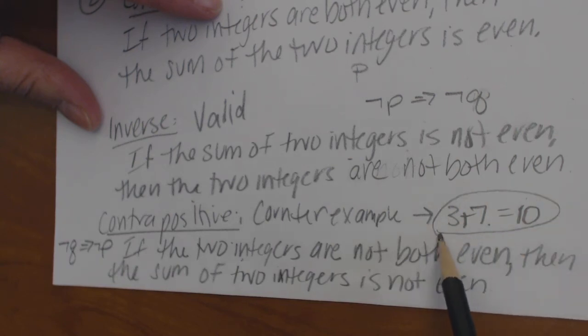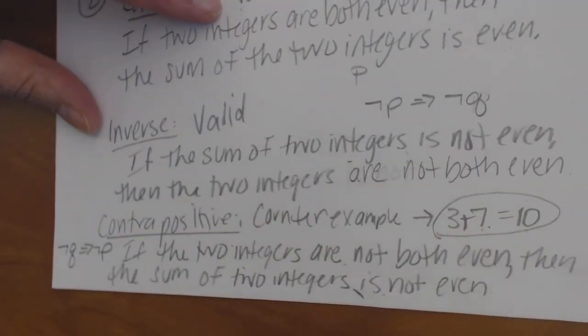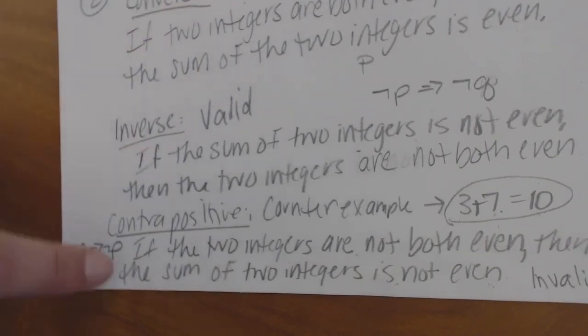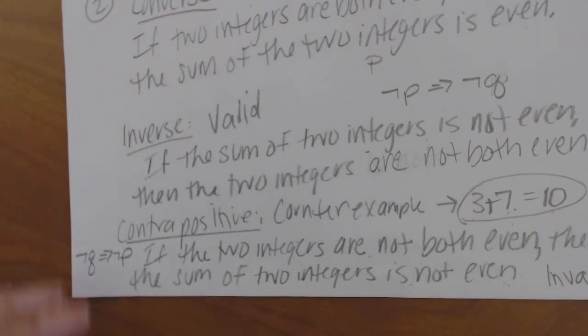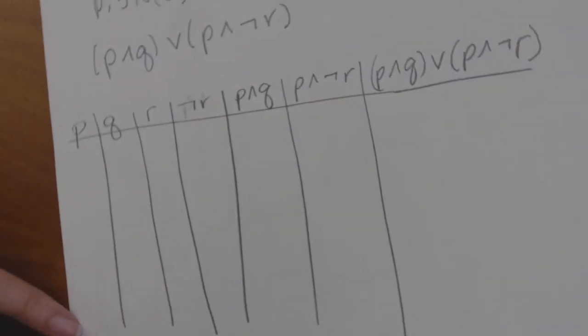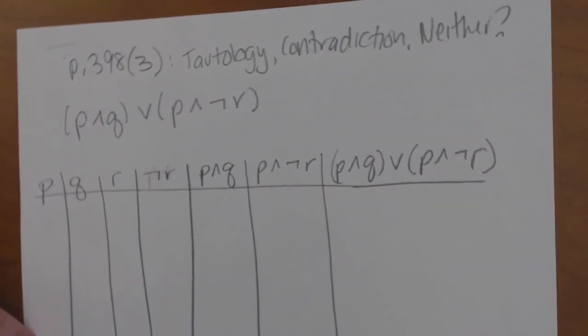And this is where your counterexample comes in. If the two integers are not both even, 3 and 7, then the sum is not even. That's 10. So this counterexample can actually be used to say that this statement is invalid. So we got two valid statements for the converse and an invalid statement for the contrapositive. And that has been page 411. And on to our last one. We're looking good at 16 minutes and 21 seconds.